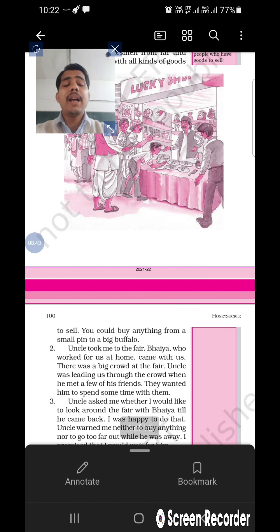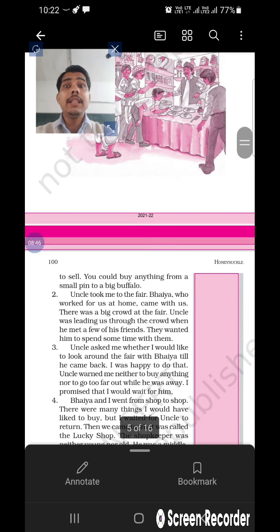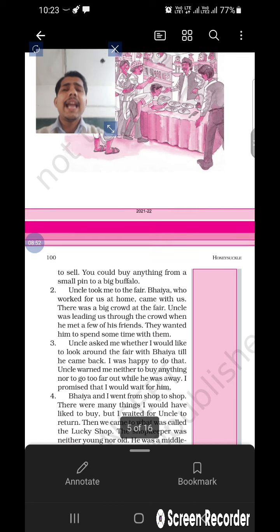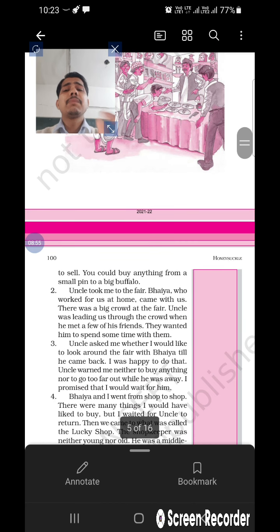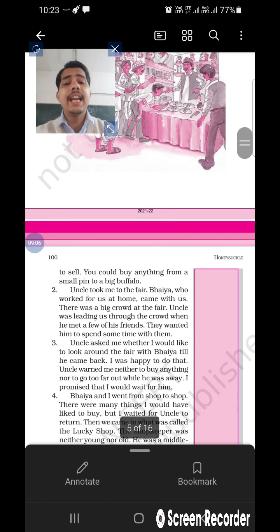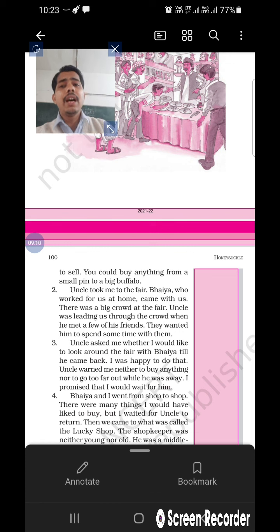You could buy anything from a small pin to a big buffalo. It means the fair was such a huge fair that you could buy anything in that fair, from a small pin to a big buffalo. Nowadays also such kinds of fairs are organized in villages, in some parts of the districts of India, in rural areas, and really people enjoy those fairs.